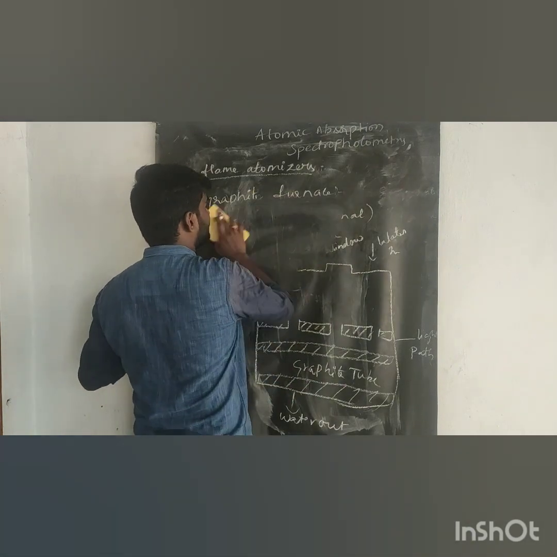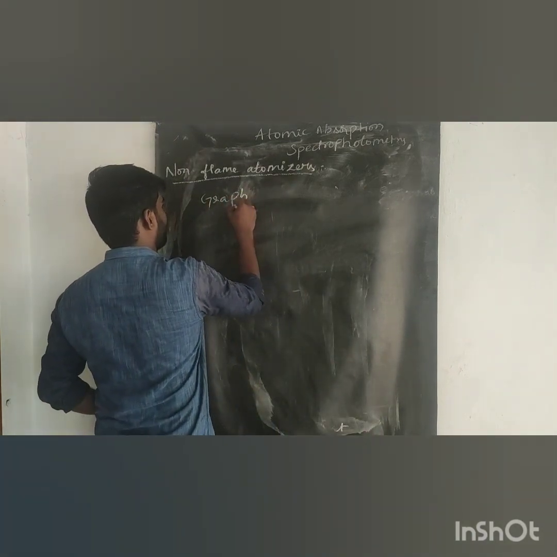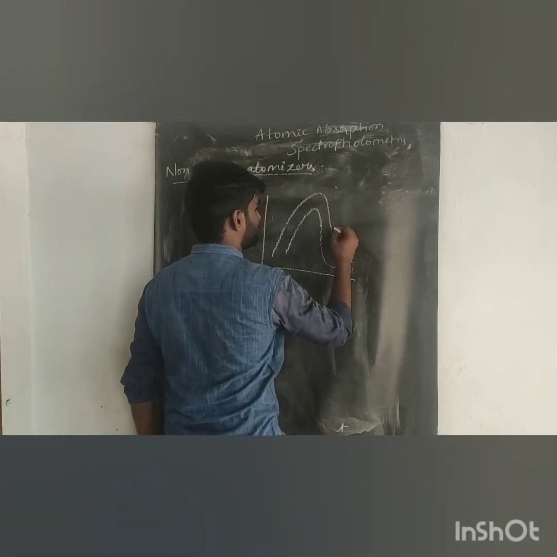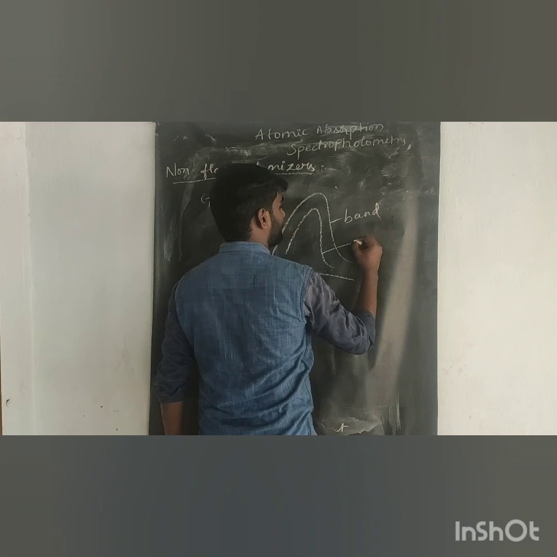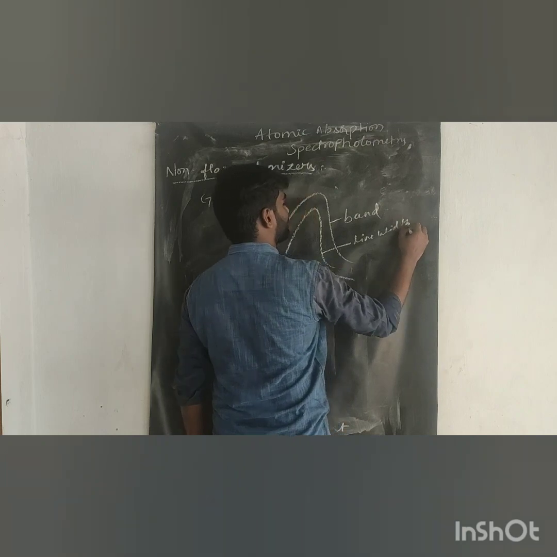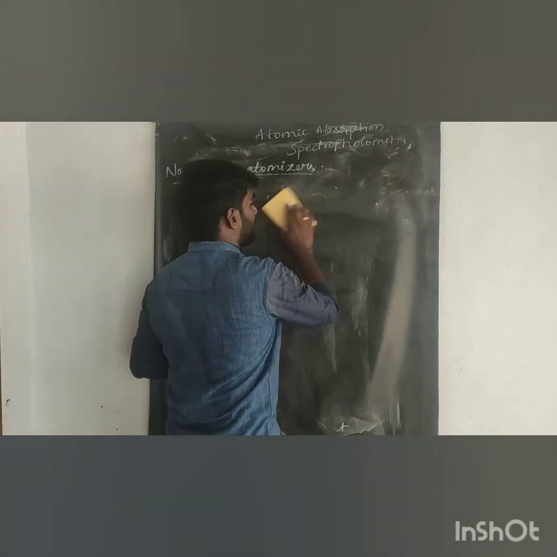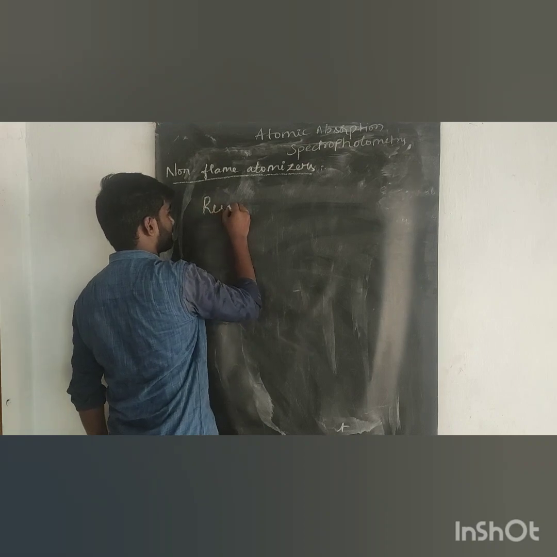And after that, this is the graph of the graphite furnace. This is the band broadening, and this is the line width. So this is about the graph of the graphite furnace. And here you know the resonance line source.